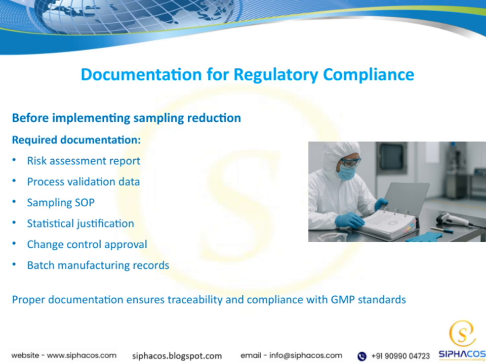Change control approval is also critical. It provides documented authorization from the relevant quality and regulatory teams. Finally, we must keep detailed batch manufacturing records that trace each step of production. All of these documents together serve as the backbone for traceability and compliance with GMP standards. Proper documentation not only supports regulatory requirements, but also helps us maintain confidence in our manufacturing process and product quality. Remember, thorough documentation is key to ensuring that any changes we make are transparent, justified, and compliant.